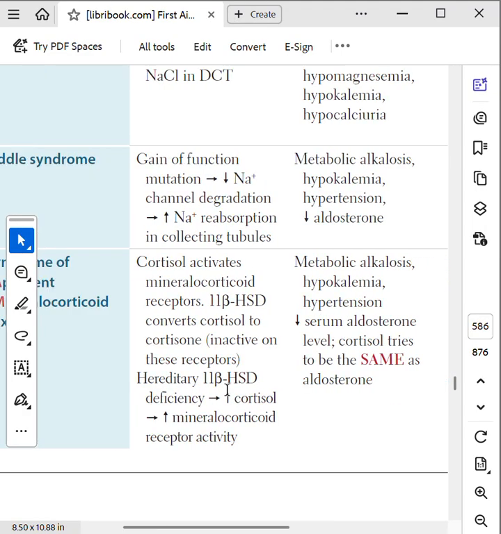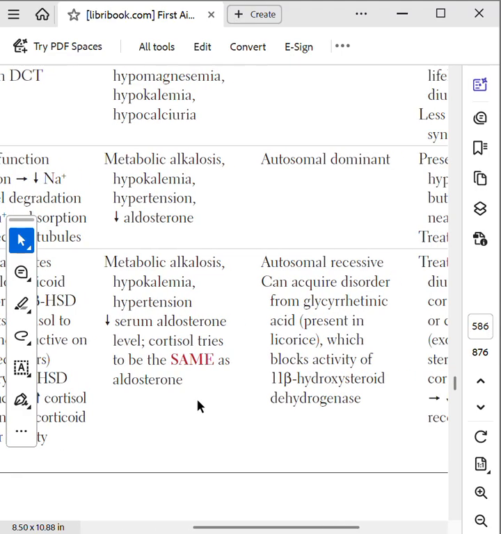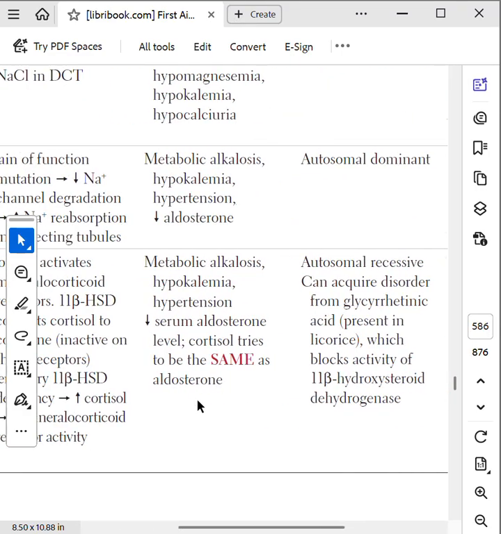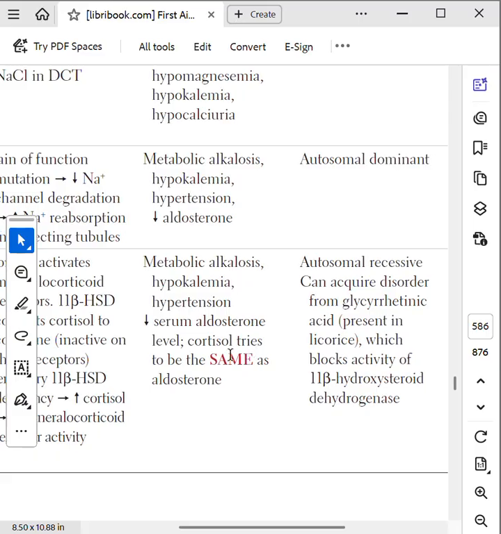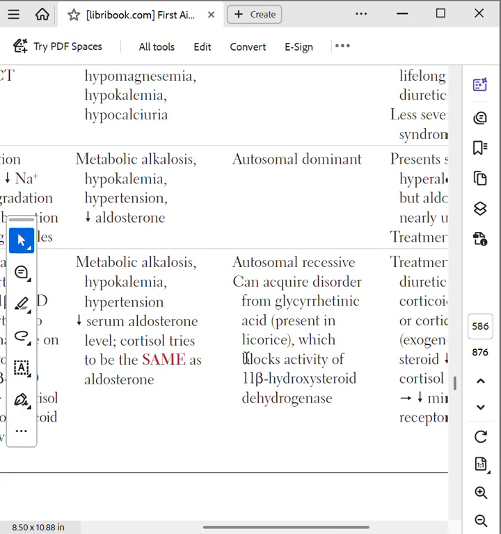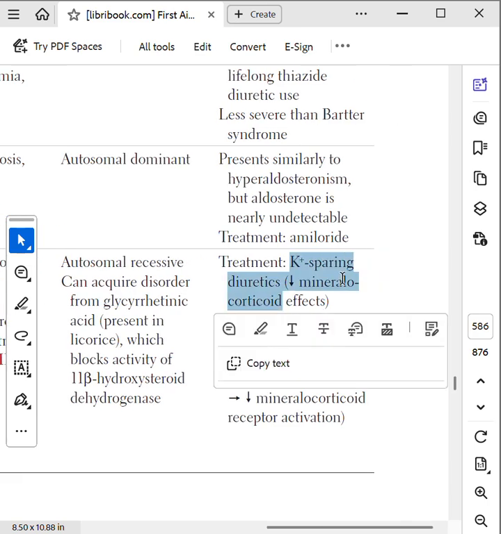Hereditary 11 beta HSD deficiency happens, and the cortisol is increased, so mineralocorticoid receptor activation is increased. So you get hypokalemia, hypertension, and decreased serum aldosterone. Cortisol tries to act the same as aldosterone. It's an autosomal recessive disorder. What you do in this is you give potassium sparing diuretics.